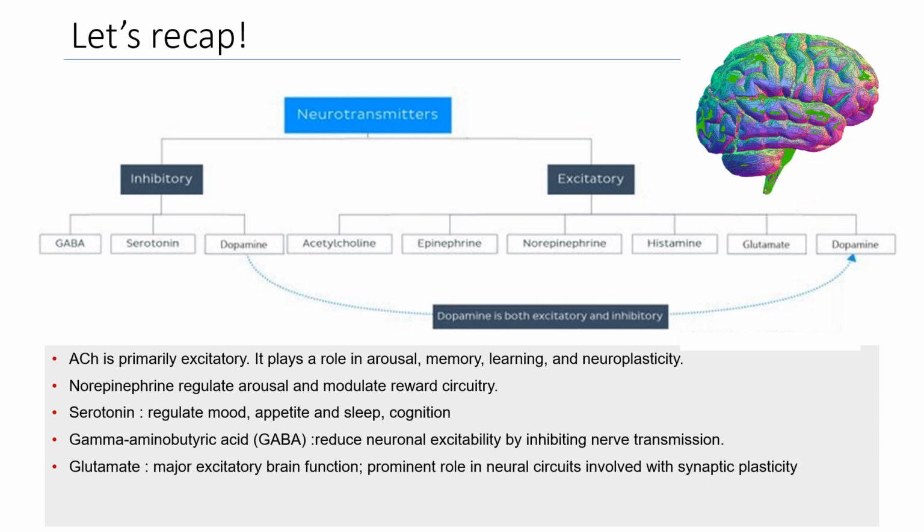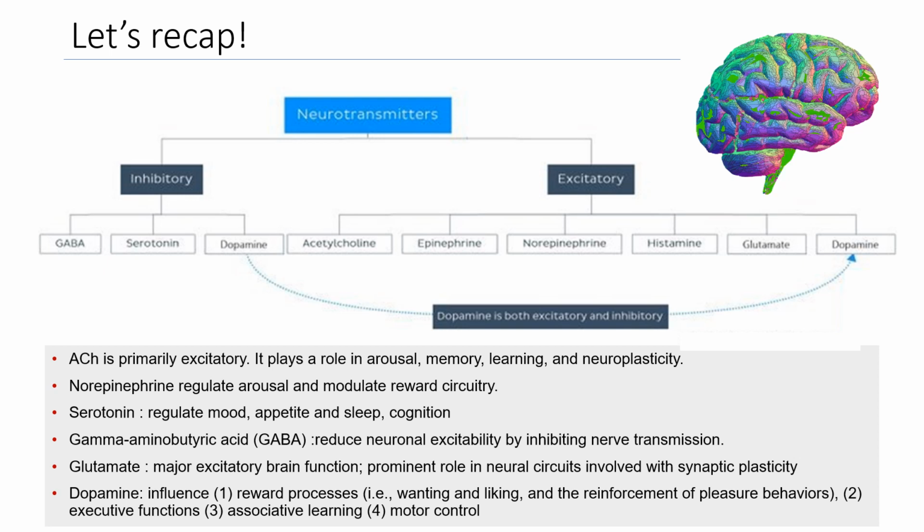Glutamate is the most abundant neurotransmitter in the brain and in the CNS, and it is involved in virtually every major excitatory brain function. So it plays a prominent role in neural circuits involved with synaptic plasticity, which is actually the ability for strengthening or weakening of signaling between neurons over time to shape learning and memory.